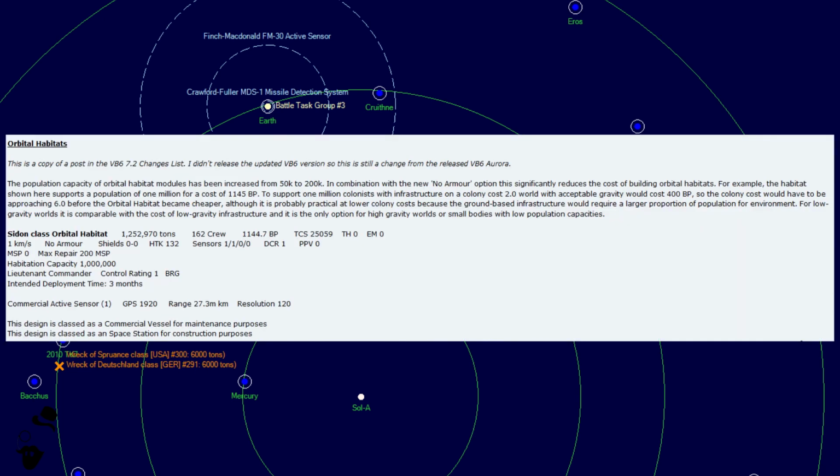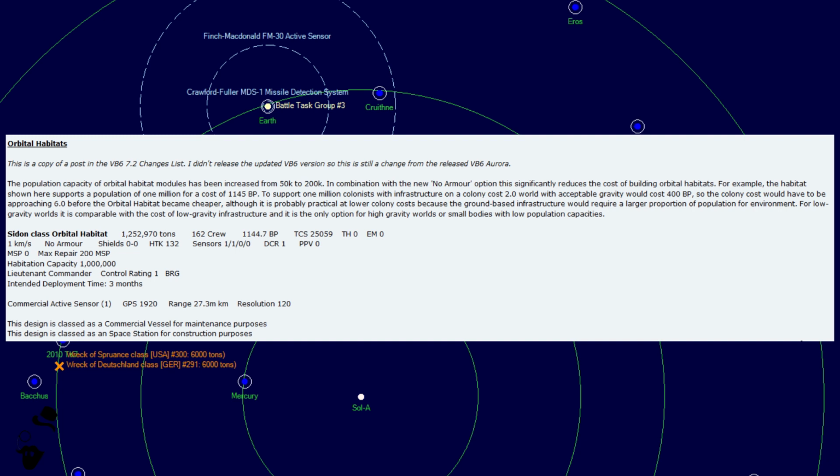Another 7.2 change for orbital habitats. The population capacity of orbital habitat modules has been increased from 50,000 to 200,000. You will also find this in my mod for VB6. In combination with the new no armor option, this significantly reduces the cost of building orbital habitats.